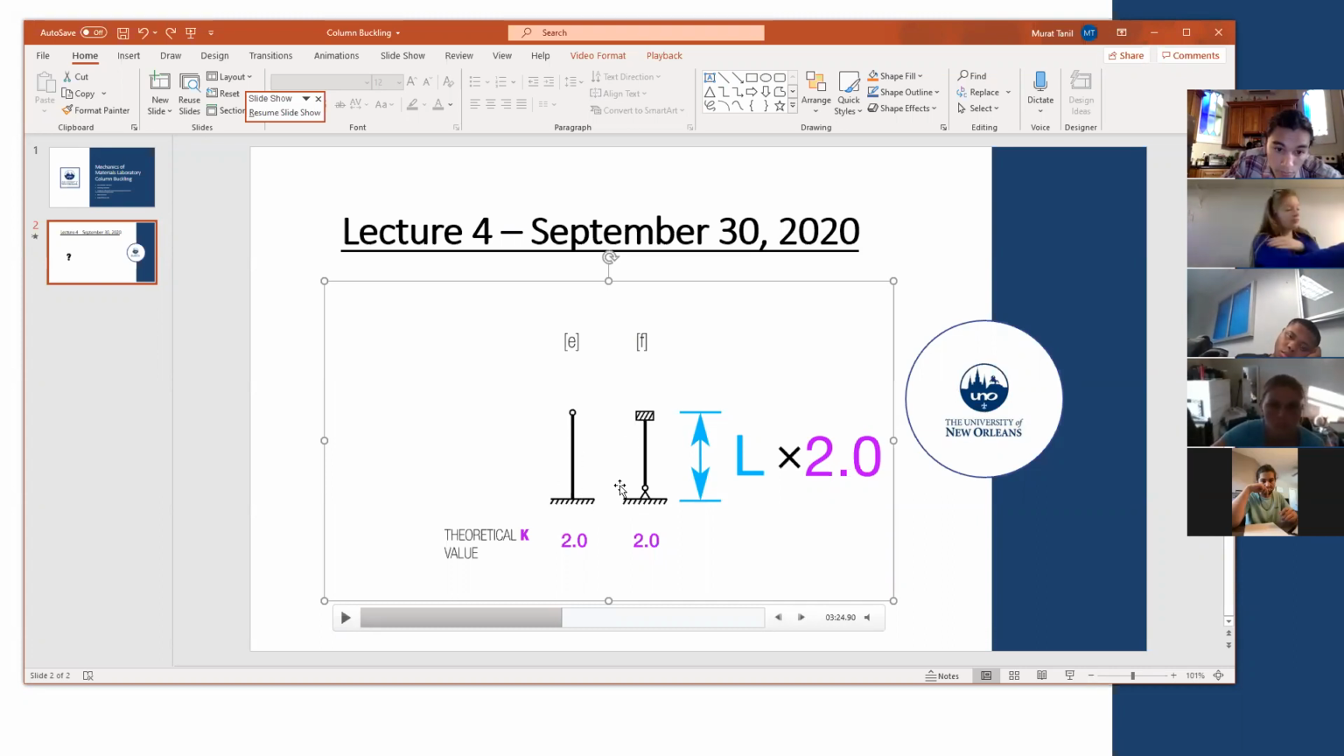Flagpole? Perfect. Did you study your lesson, Tim? Did you look at something before the class? No. Flagpole. Yes, it's a flagpole, exactly. It's fixed at the bottom and it's free at the top.